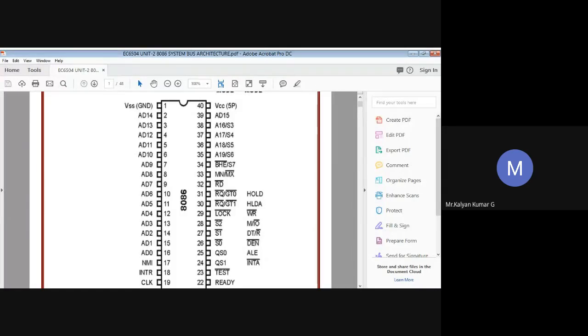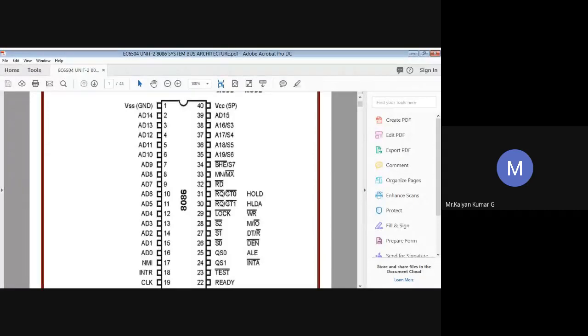Normally in the pin diagram of 8086, as I said, it's a 40 pin dual inline package and all the pins are TTL compatible. You know that 8086 works in two different modes, minimum mode and maximum mode. The mode of operation depends upon pin number 33, which we call MN/MX bar. Whenever this pin is high, it works in minimum mode, and whenever it is low, it works in maximum mode.